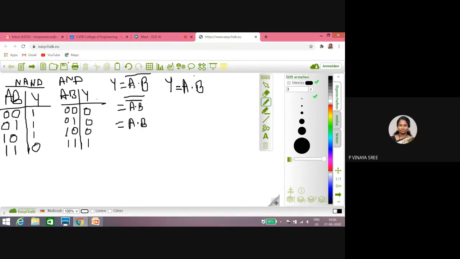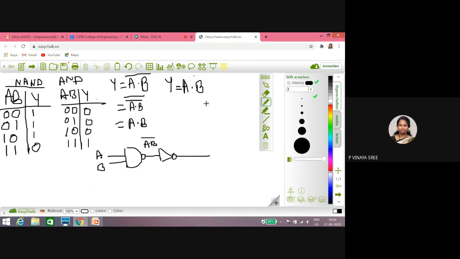So let me write the symbol for NAND. This is your symbol for NAND. If you want the complement of that, what will you do? You will place a NOT. Finally, this will be A B, and on this side you will get A into B whole complement.